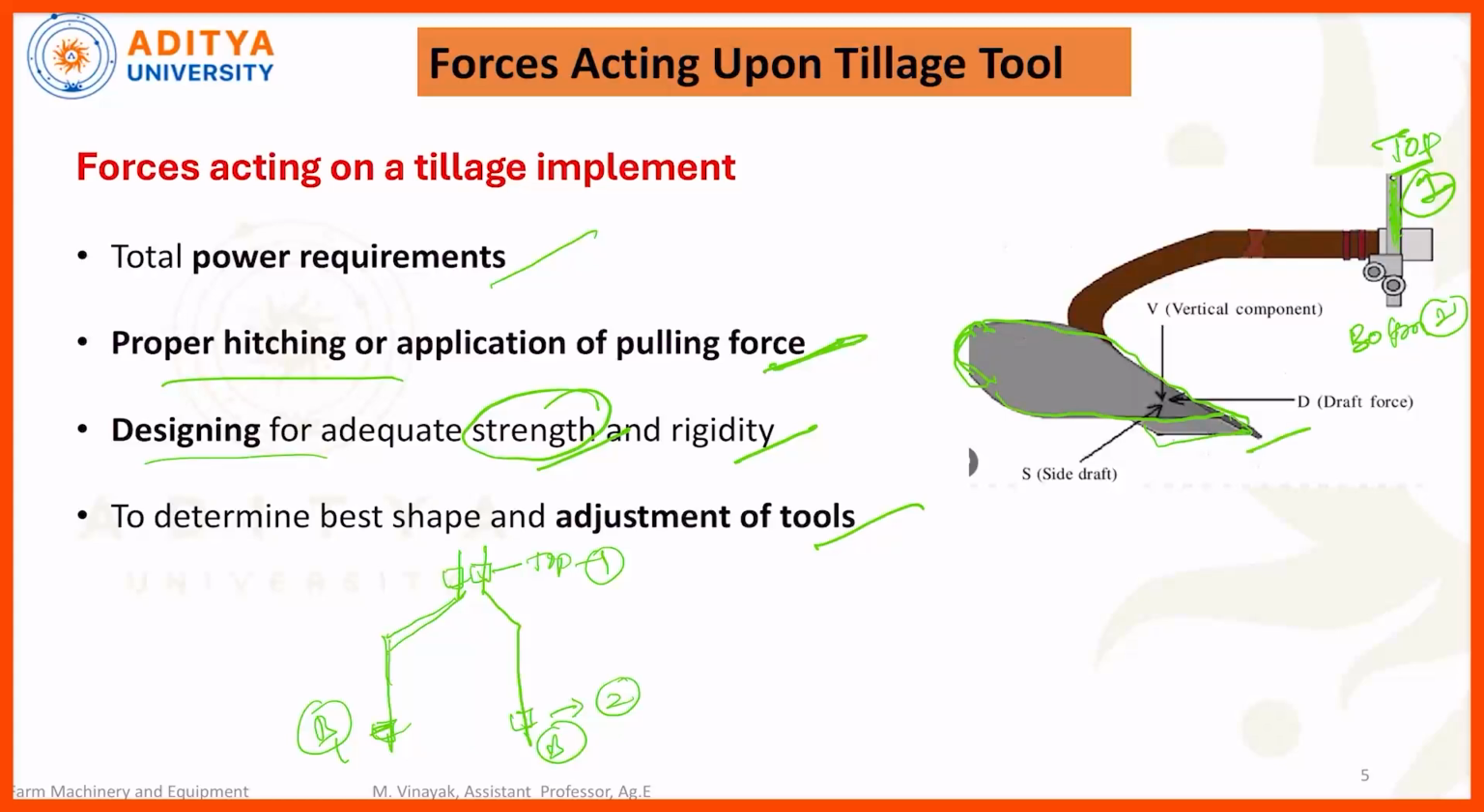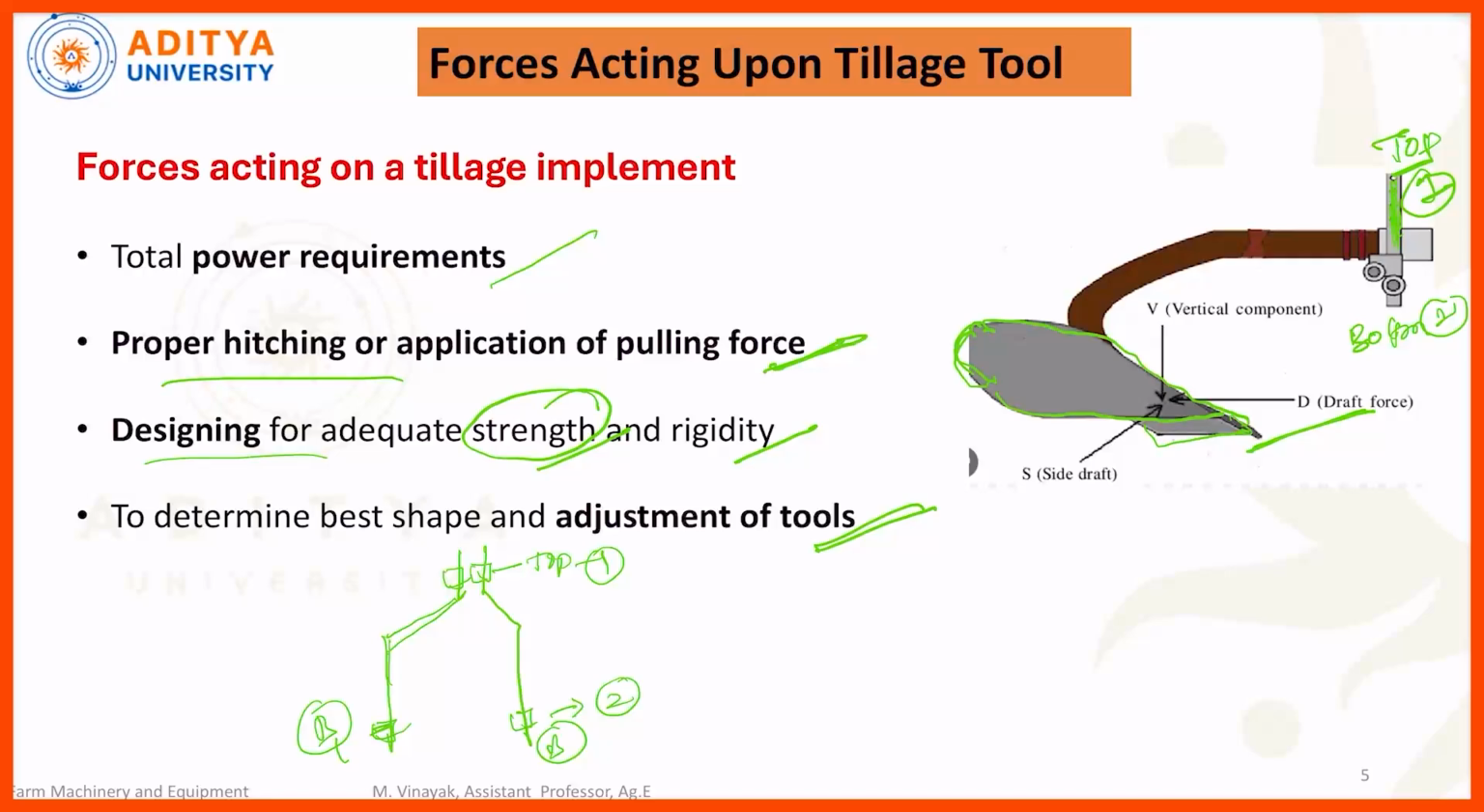Not only the moldboard plow, each and every agricultural implement can be fitted with adjustable parts. Why? Because we cannot expect uniform field operations, and many farmers follow different types of operations and farming methods. Based on their requirements, we need to adjust the tools. That also comes under this topic.